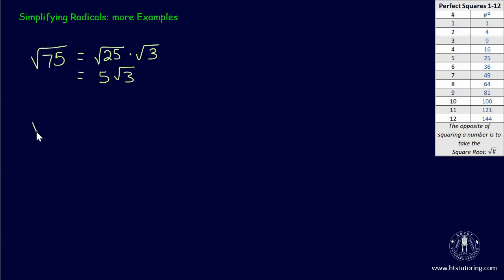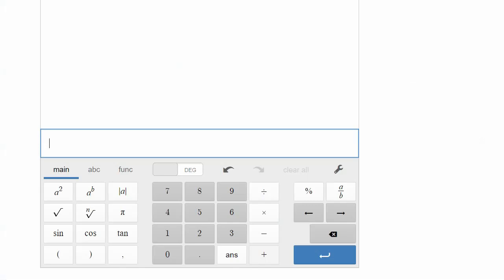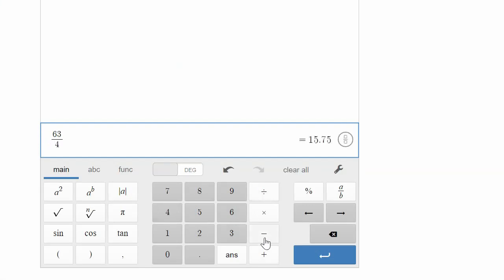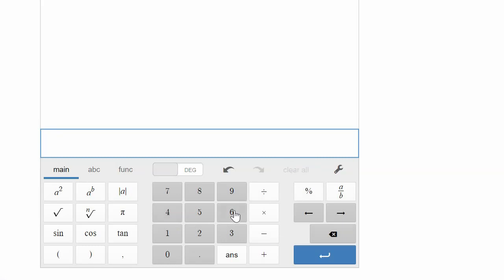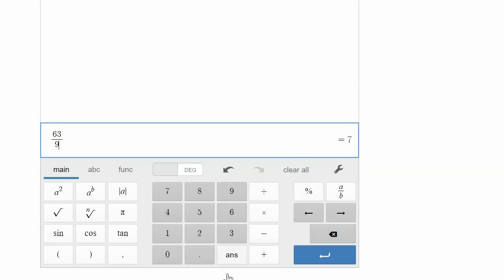All right, let's try square root of 63. Okay, so what number from this list goes into 63? Well, if we weren't sure, we can always go to our calculator. We can do 63 divided by 4. That didn't work. Our next one, 63 divided by 9. Oh, that worked. So we have 9 and 7. So 9 times 7 equals 63.